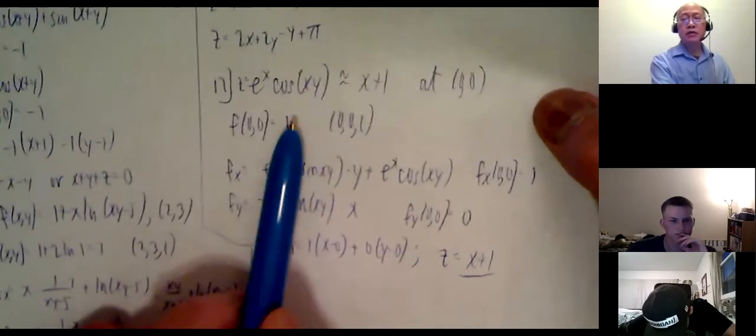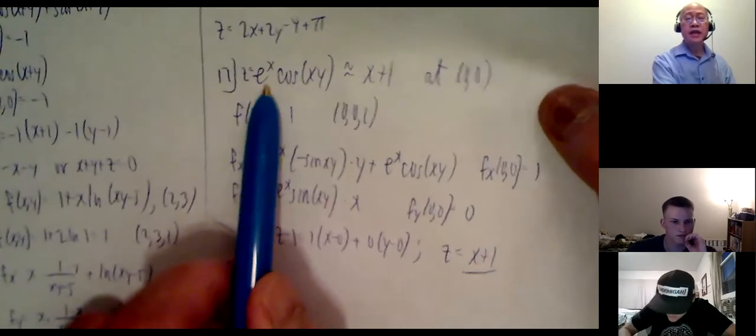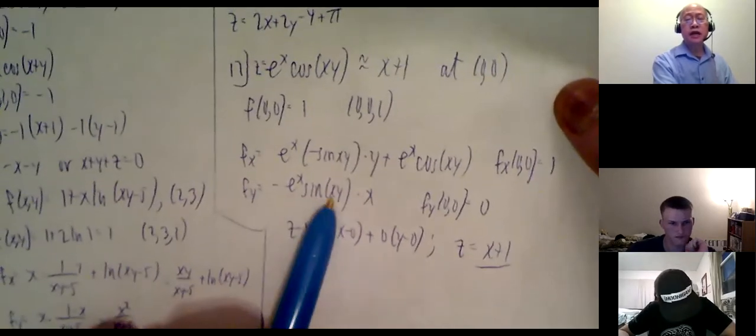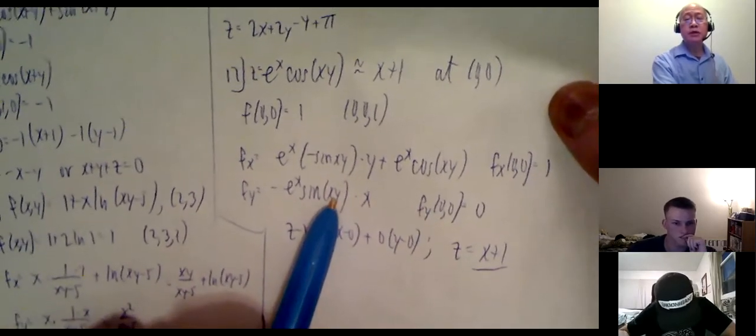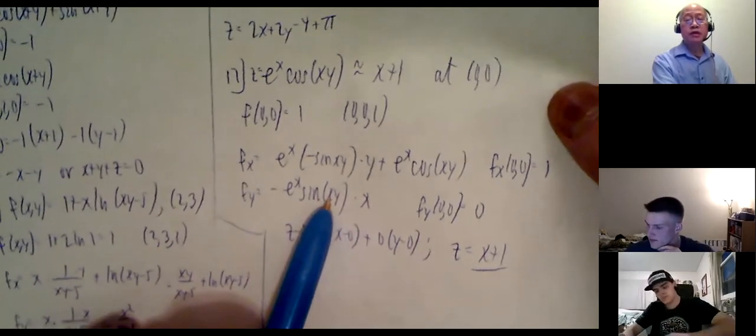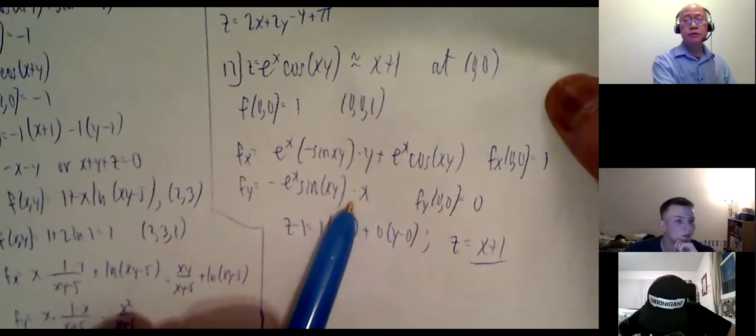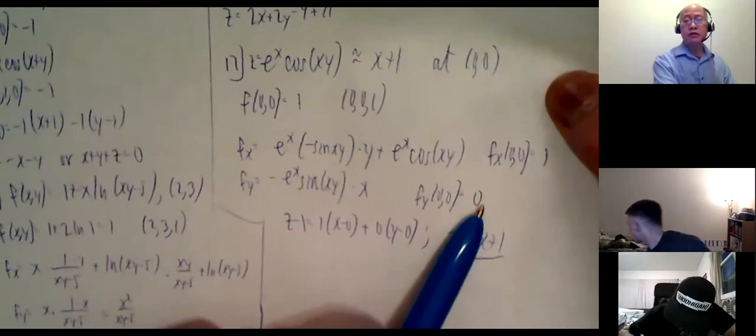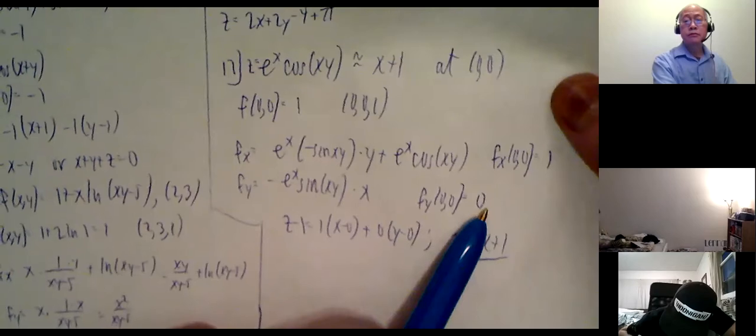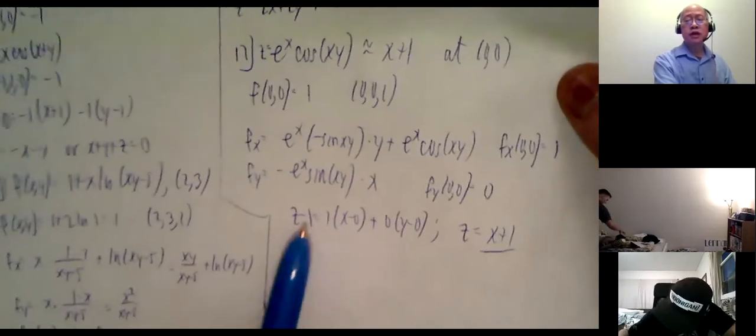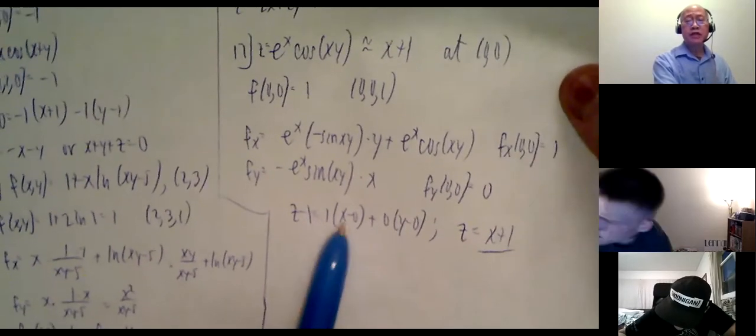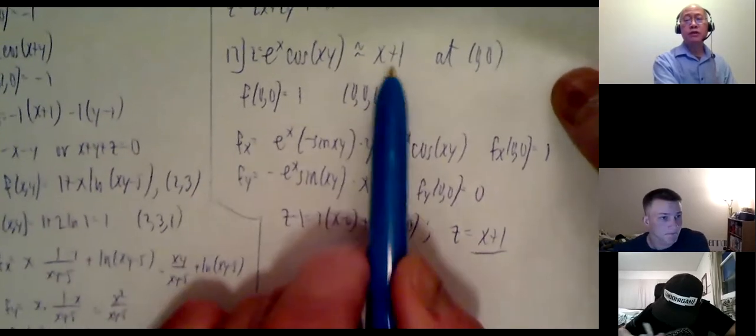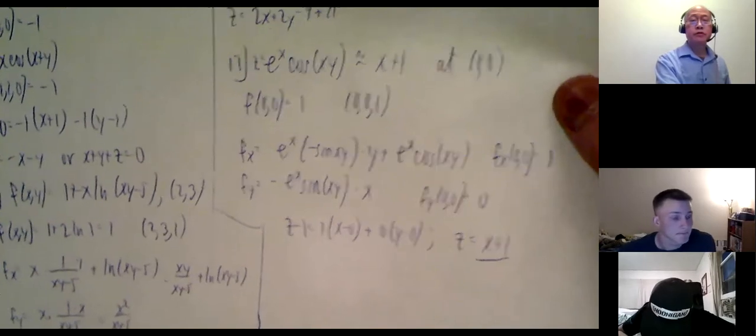f sub y is easier. If I differentiate with respect to y, e to the x is constant, so leave the constant alone. Derivative of cosine is negative sine xy, then by the chain rule times the derivative of xy with respect to y, that's going to be x. Plug in 0, 0. We'll put a 0 here. Sine of 0 is 0, so that wipes everything else out. So z minus z0, z minus 1 equals 1 times x minus 0 plus 0 times y minus 0. Clean it up. z equals x plus 1, which is what they got over here also.